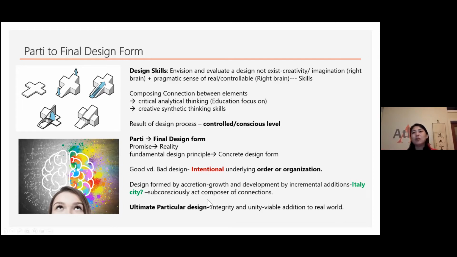And the design forms, there are design forms that the Christian mentioned, the book mentioned, that are not designed but shaped by time. So I understand, just like an Italian city, we see the city grow and it's organic, it looks beautiful, even though there's no master designer. I think maybe there's a subconscious act behind this composition and they follow certain traditions. So in the end, the ultimate particular design has integrity and unity and becomes a great addition to the real world.